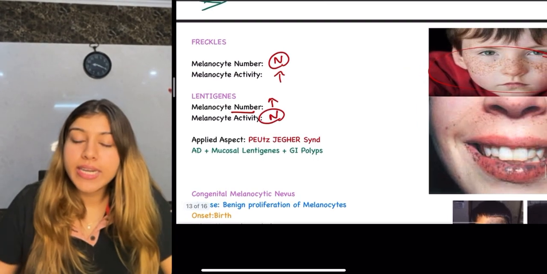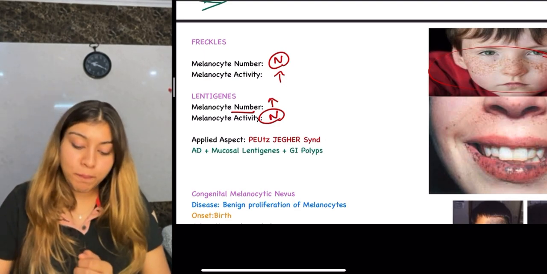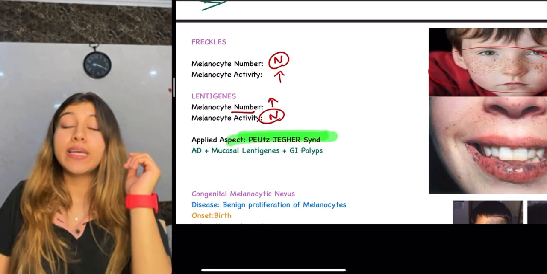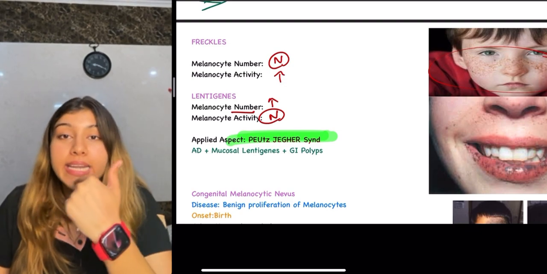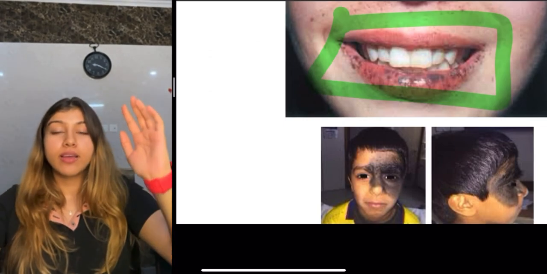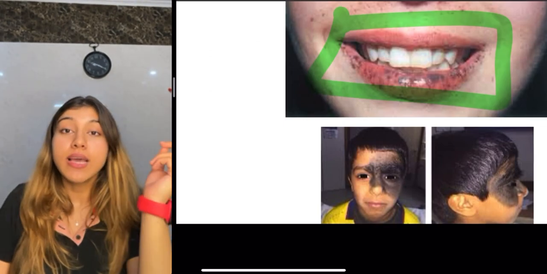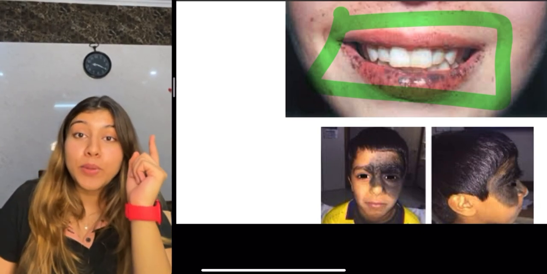Why am I differentiating the two of these, guys? Because there is an important syndrome that you need to know, that is your Peutz-Jeghers syndrome. In the question, they will say it is going to be autosomal dominant, with mucosal lentigines. You can see this image. They will give you this image and tell you to identify it. This, guys, is your mucosal lentigines. It is seen in Peutz-Jeghers.